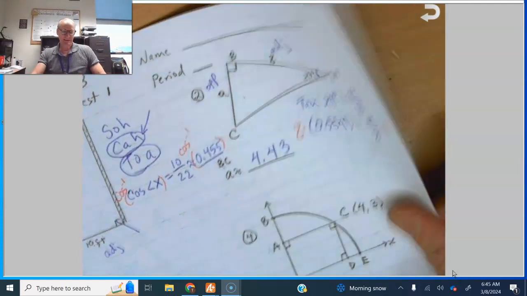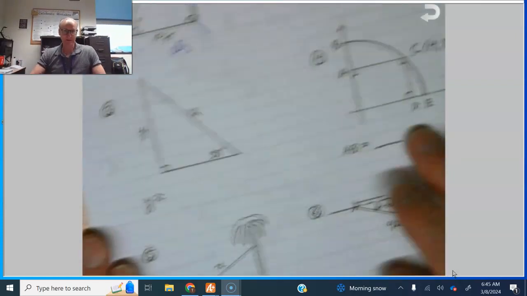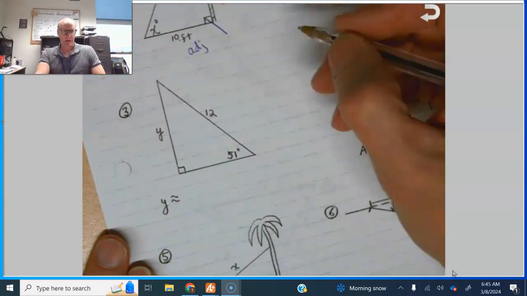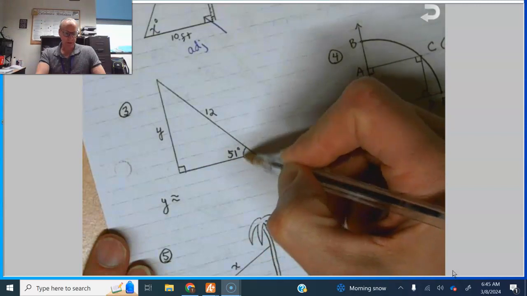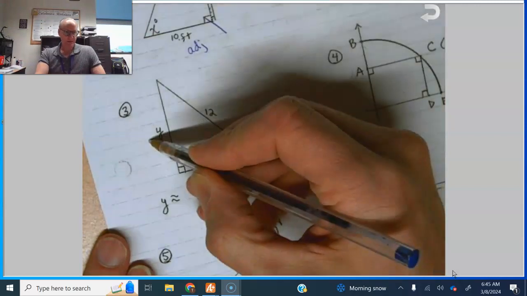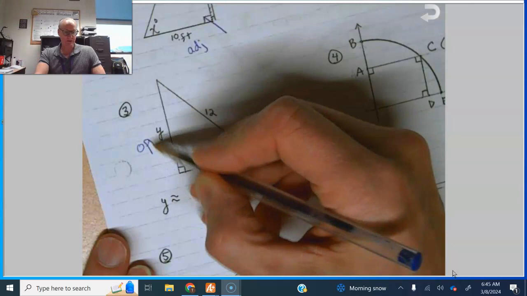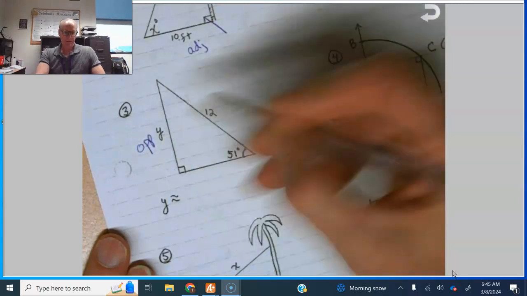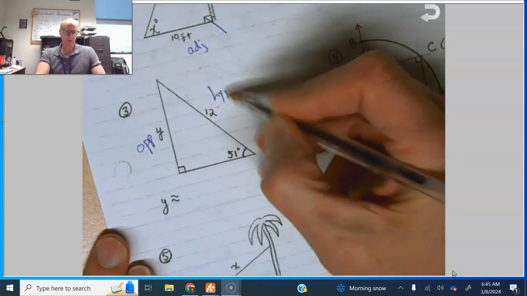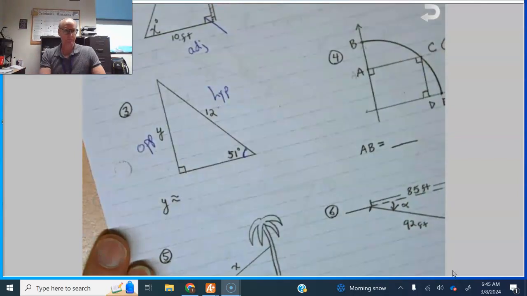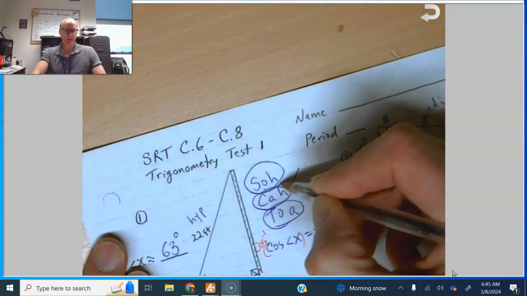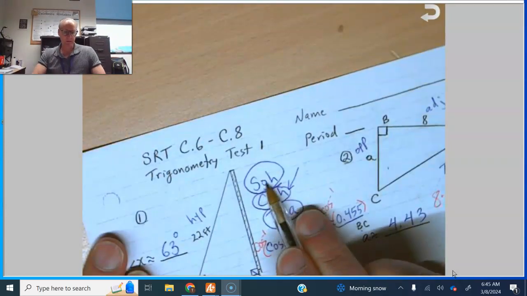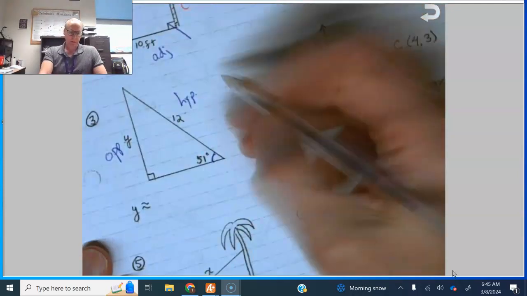Moving on. I don't want to spend too long on this because I know some of you get tired. All right, so we're looking at, this is my reference angle. You need to identify your sides. This is the opposite side because it's across from the angle. This is the hypotenuse because it's across from the right angle. We're looking at opposite and hypotenuse, which is sine. That's sine is opposite over hypotenuse.